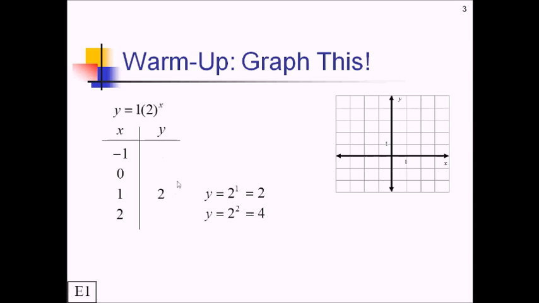And now let's do these other ones. So we've got 2 to the negative 1. We know that's really a reciprocal, so 1/2. And then 2 to the 0, that's just 1. Anything to the 0 is 1, so we got 1 there. So we got negative 1, 1/2. We have 0, 1, 1 comma 2, 2 comma 4. And extrapolating that curve, there we go. There is our exponential function on a graph.